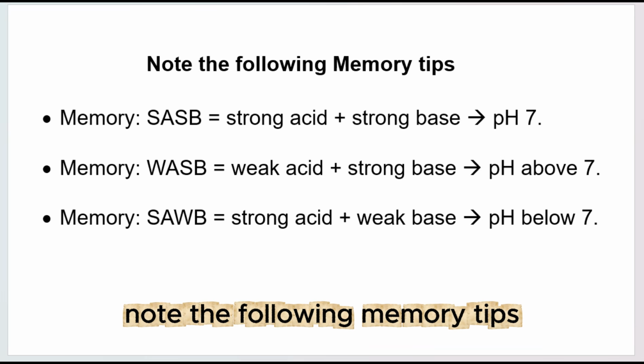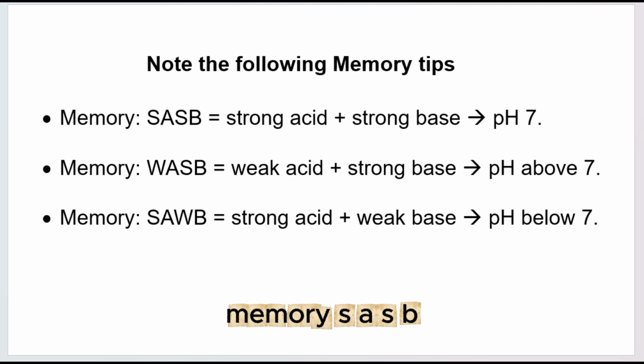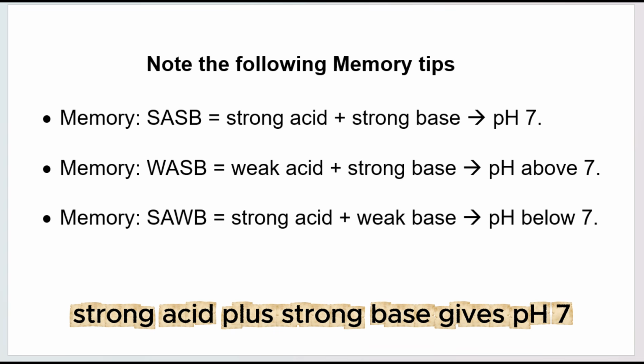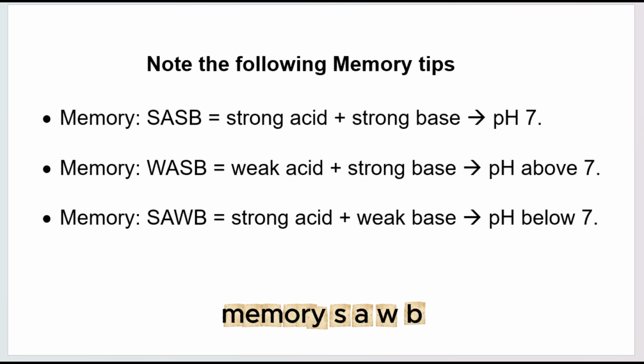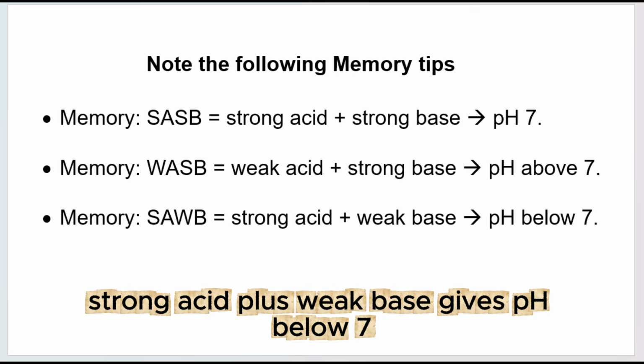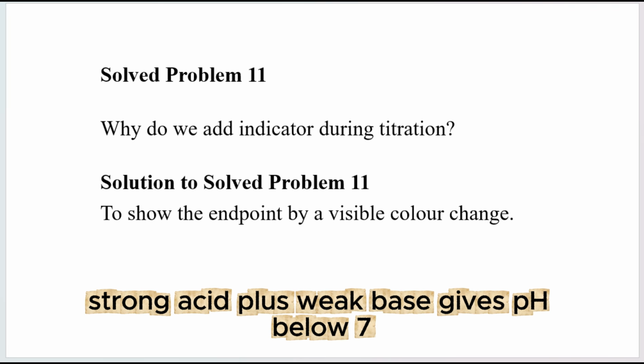Note the following memory tips. Memory, SASB: strong acid plus strong base gives pH 7. Memory, WASB: a weak acid plus strong base gives pH above 7. Memory, SAWB: strong acid plus weak base gives pH below 7.